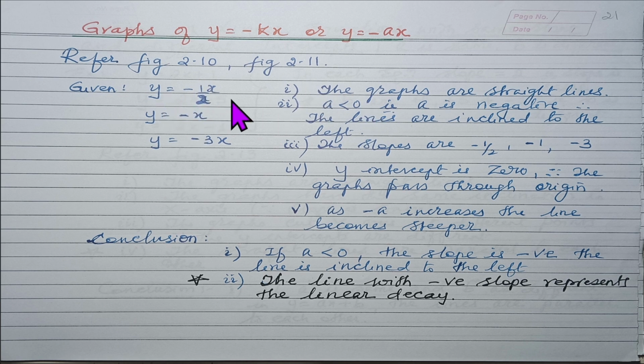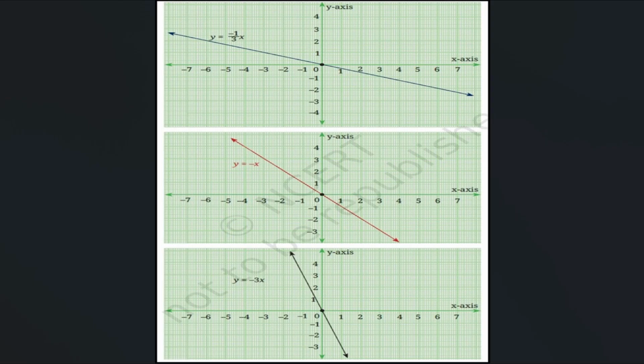Now the same thing I have put in words here. For y is equal to minus half x, the graphs are straight lines. A is less than 0, a is negative, therefore the lines are inclined towards the left, and the slopes are different, and therefore as the slope increases, the steepness also increases. The y-intercept is 0, therefore the graphs pass through the origin, and as minus a increases, the steepness of the line also increases. Now the conclusion is, if a is less than 0, the slope is negative, the line is inclined to the left, and one more very important thing is, the line with a negative slope represents linear decay. So please don't forget that.